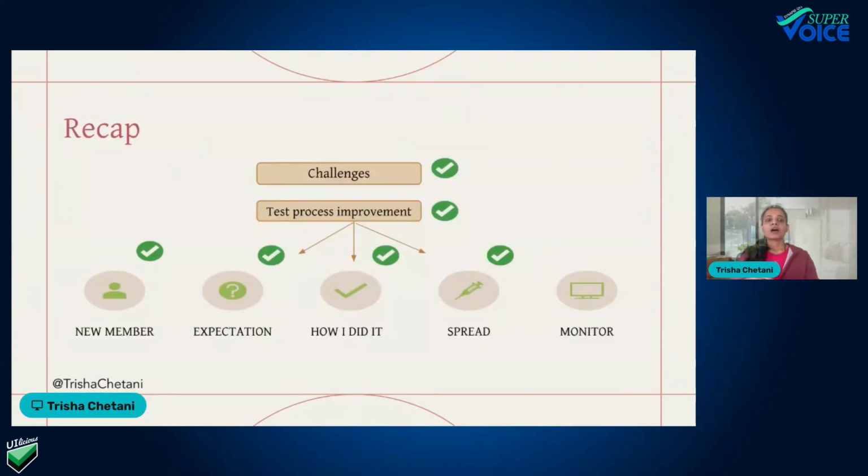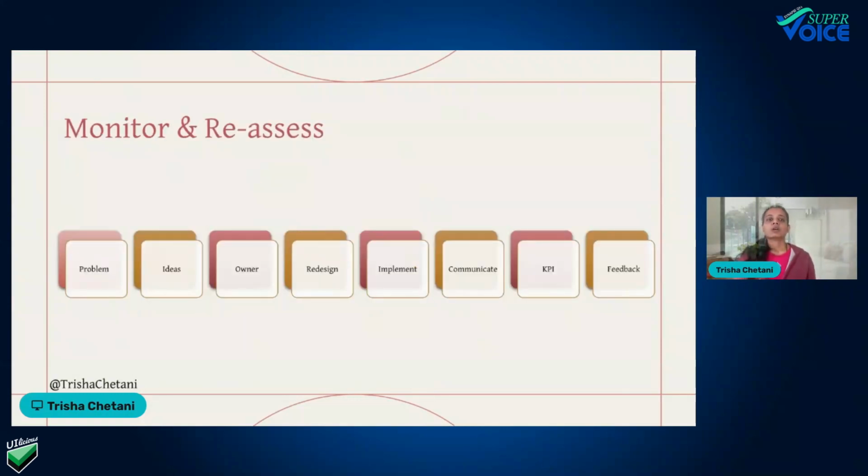I'll just recap, and we are in the last process. I would explain about monitoring. Monitoring and reassessment is a very good thing any team can have for their test process improvement, because it helps in a way where whole-company feedback is included, and it brings the feeling in the team that their idea was accepted. So we started understanding the problem much more deeply.